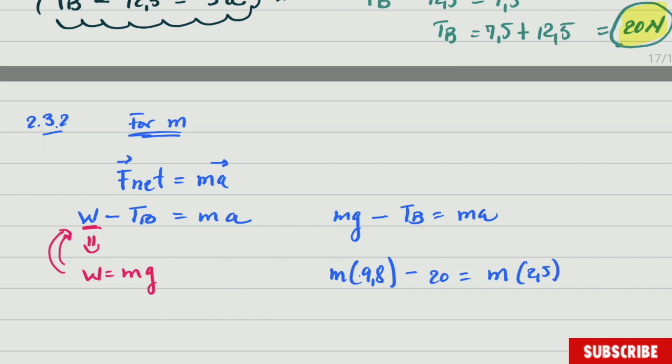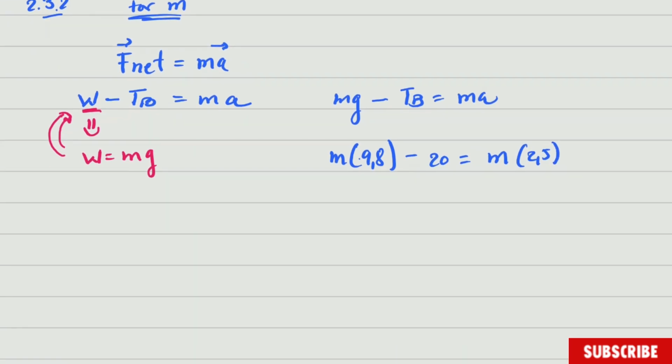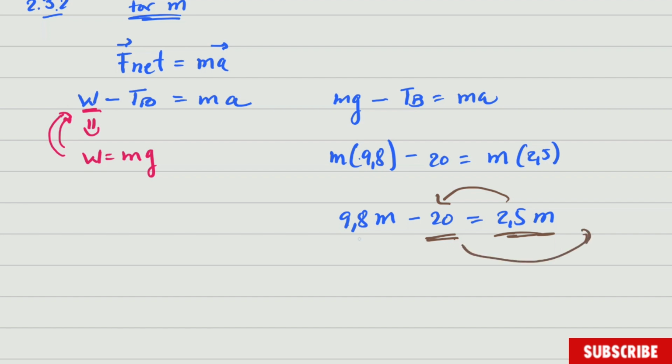Now what I'm going to do, you don't have to do it. This, remember, is for you to understand. I'm going to just fix this one. I'm going to have 9,8 M minus 20 is equal to 2,5 M. You don't have to do that. You can work straight on. Now here we are going to rearrange, and the 2,5 M is going to be moved to the left hand side, and the 20 is going to go to the right hand side. Okay, so saying that, all we have is 9,8 M minus 2,5 M equal to 20.